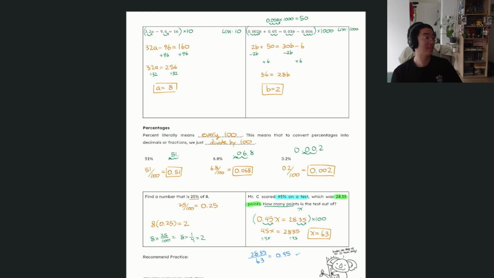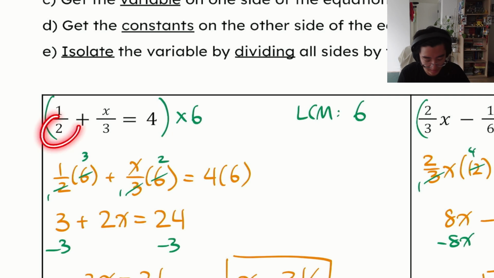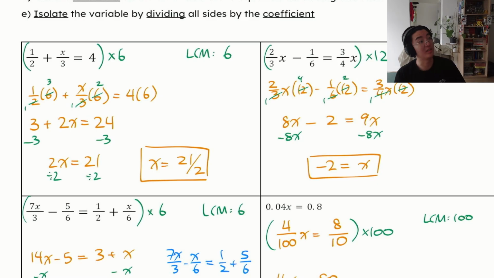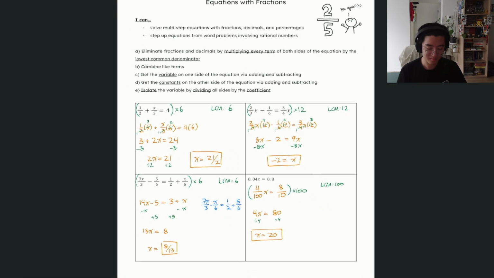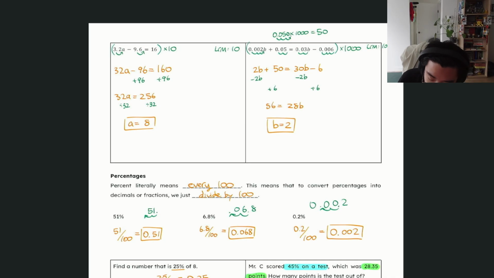We don't like them, they're annoying, we want to get rid of them as soon as possible. So we find the lowest common multiple of all the denominators. So in this case, we get 2 and 3. Lowest common multiple is 6. We multiply everything by 6, and then do everything as we did for the past few lessons. And just be careful with percentages. With decimal percentages, we also don't like decimals. We want to multiply by the biggest place value to get rid of all the decimals, and then work from there. Alright, that's all. Good luck practicing.